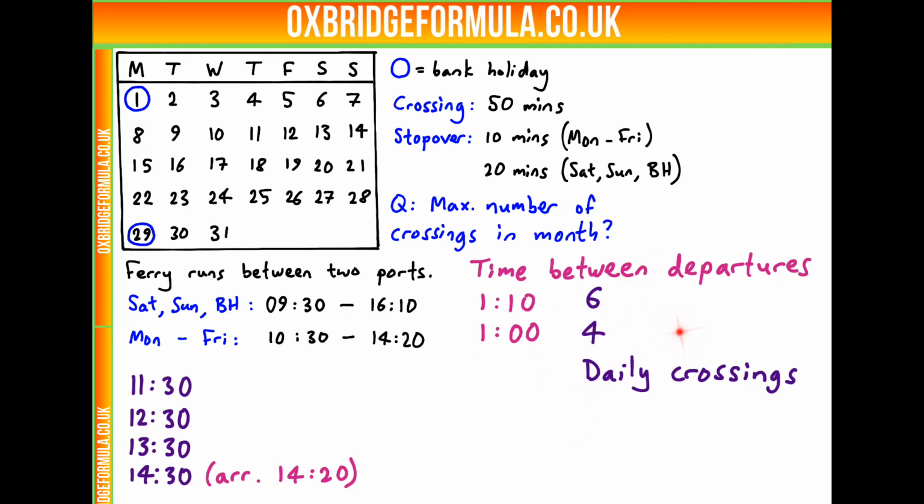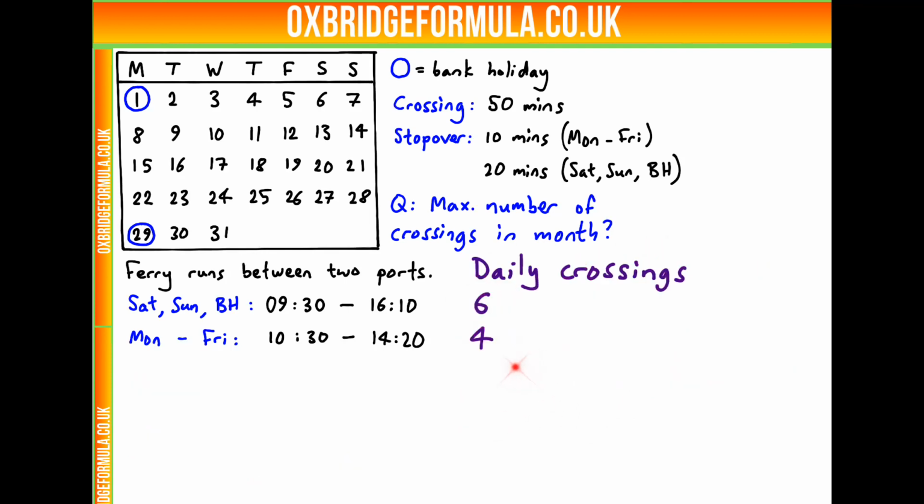So we now know how many crossings there are each day, and we should be able to extrapolate this to how many there are each month. And so let's get rid of the time between departures because we don't need this anymore. If we have 6 daily crossings for Saturdays, Sundays and bank holidays, what does that become on a monthly basis? So we need to know how many of these days there are in this month of May. So let's count up. We have 1 bank holiday and the weekends, 2, 3, 4, 5, 6, 7, 8, 9, then 10 for this last bank holiday. So we have 10 Saturdays, Sundays and bank holidays.